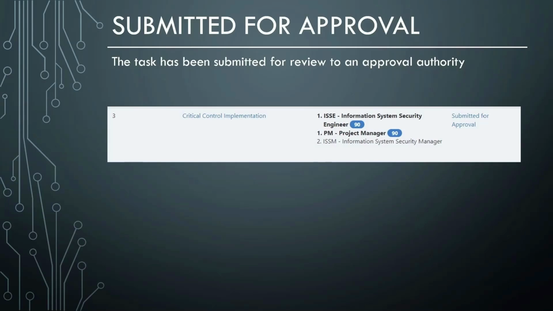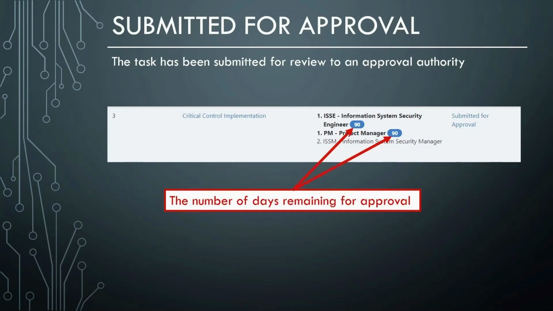We notice that there are some numbers next to the ISSE and PM. This is the number of days that are remaining for the approval. In this scenario, the Critical Control Implementation Major Task has a 90-day approval window. Your ISSE or PM have 90 days in which to approve this major task.